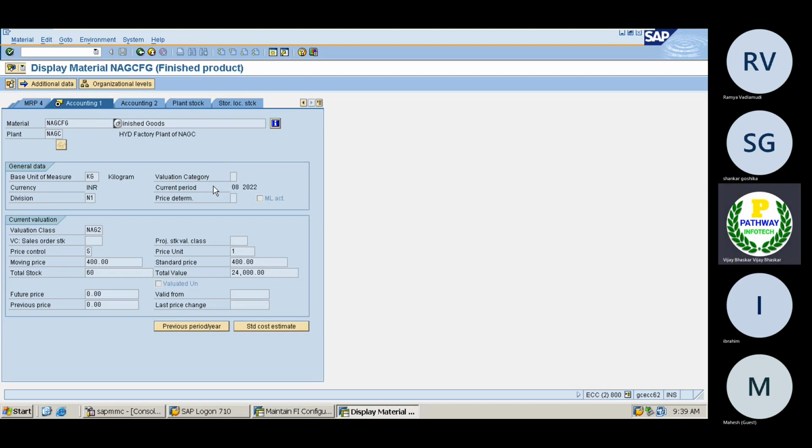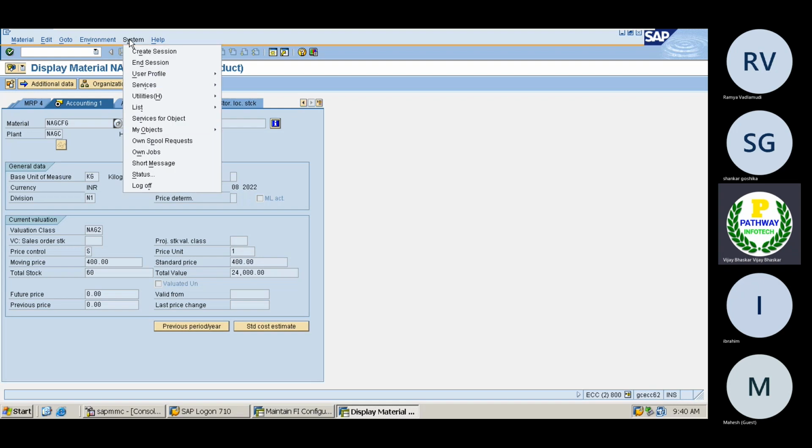Tomorrow we'll see the valuation grouping code, valuation modifier and valuation modification key. After that there are price controls. Tomorrow it will take the full session only for this discussion, so please try to attend the session tomorrow.